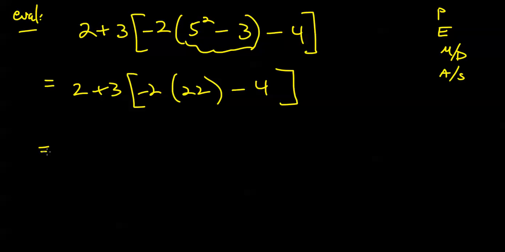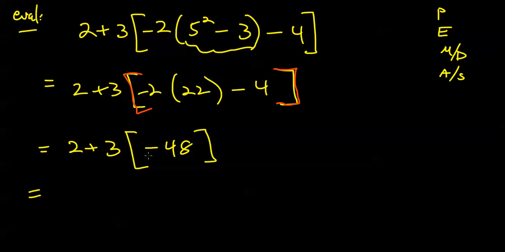Okay. Now I'll go to the brackets here. Working from the inside out of nested parentheses, leaving all other operations pending. Well, minus 2 times 22 is minus 44, and minus 44 minus 4 is minus 48.